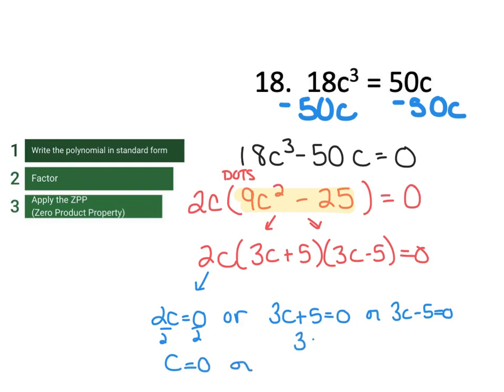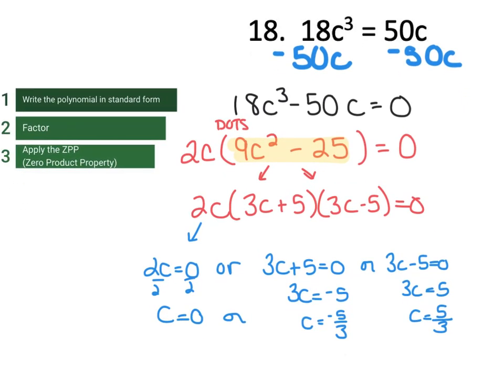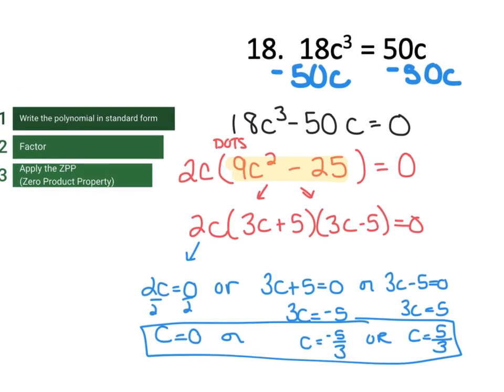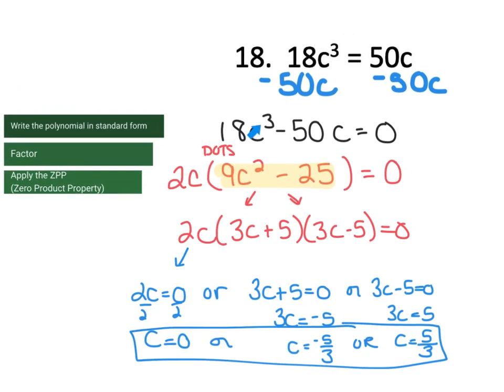In the next, I'm going to subtract 5, which gives me 3c equals negative 5. Divide by 3, and I get c equals negative 5/3. Similarly, in the next one, I add 5, divide by 3, and c equals positive 5/3. So my three solutions are here. Hopefully you start noticing things like, well, when it's to the third power, cubic, we get 3 solutions.